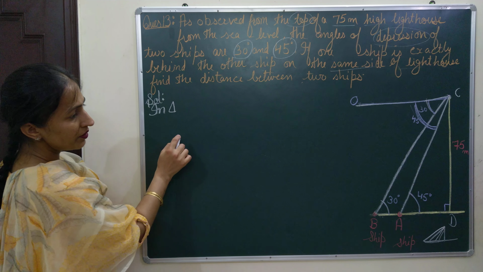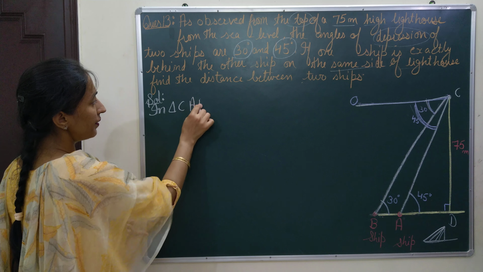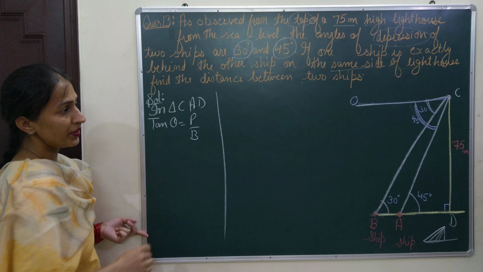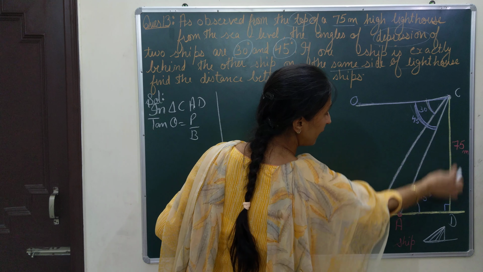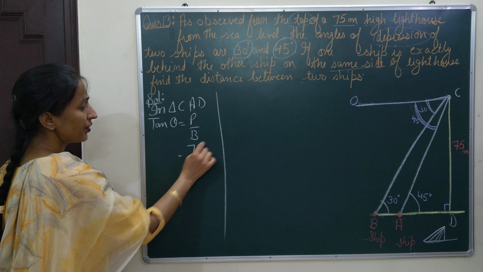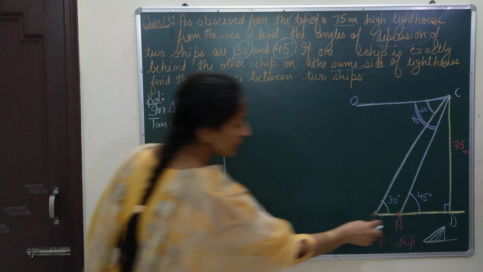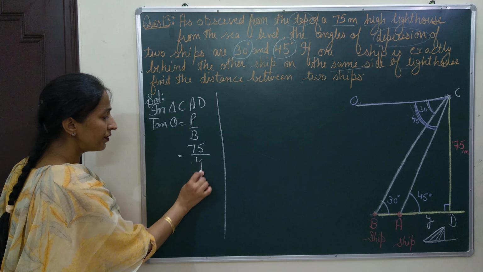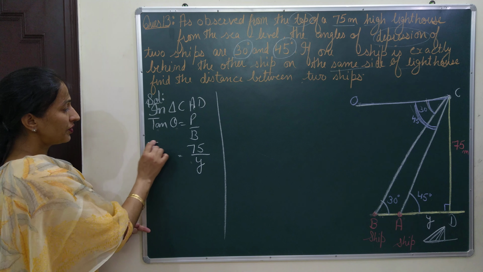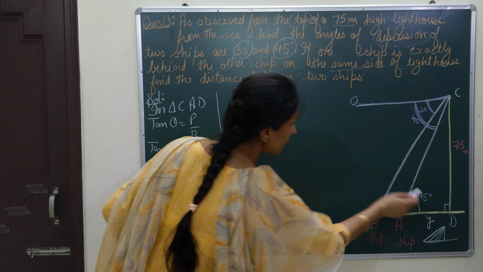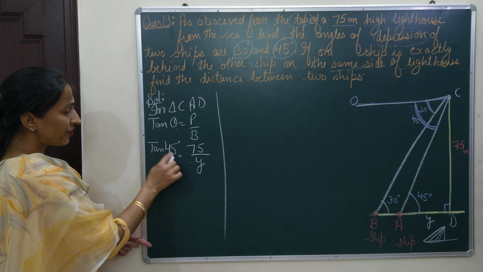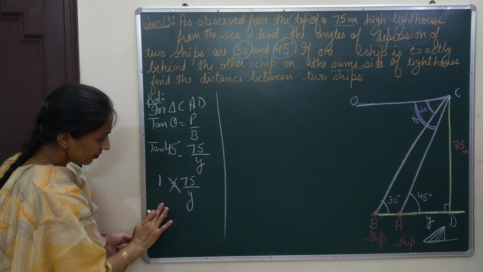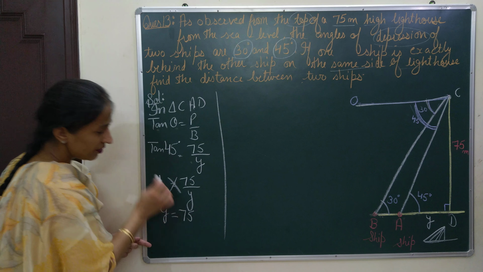In triangle CAD, tan of theta is perpendicular by base. What is the perpendicular here? You are given that the lighthouse is 75 meters high, so you can write 75 here. What is the base? The base is AD. Let us name this distance AD as y. So I will write the base as y. Tan of theta, where theta for this triangle is 45, and the value of tan 45 is 1. So 1 equals 75 by y. Let us cross multiply. The value of y is 75.